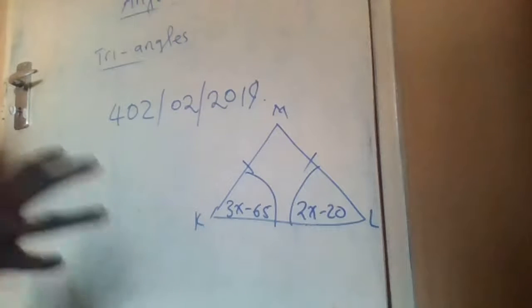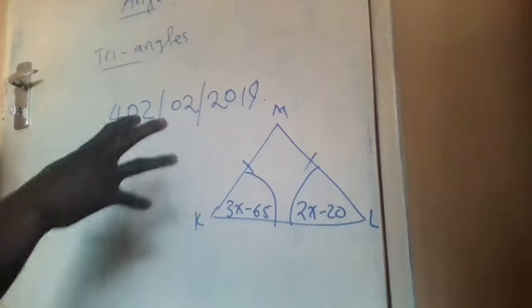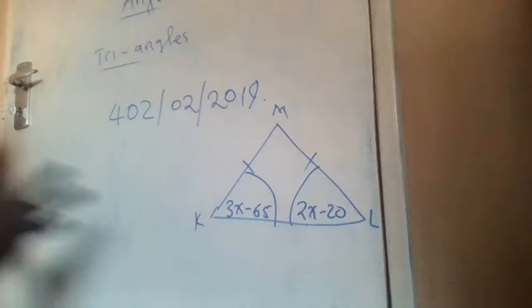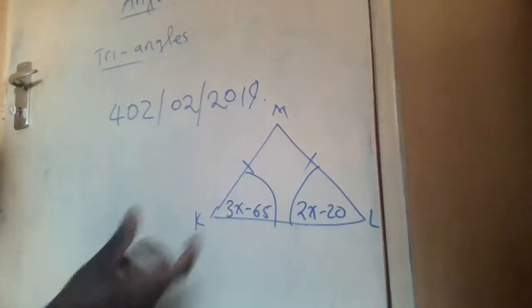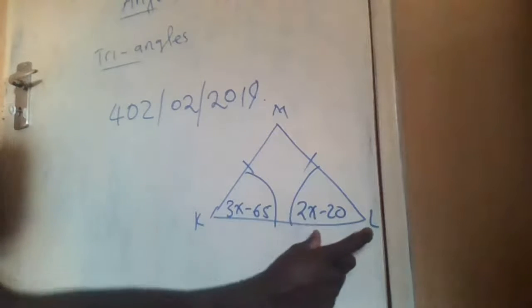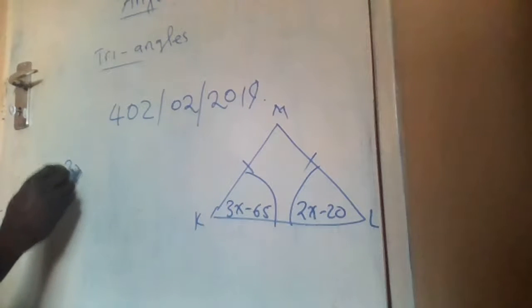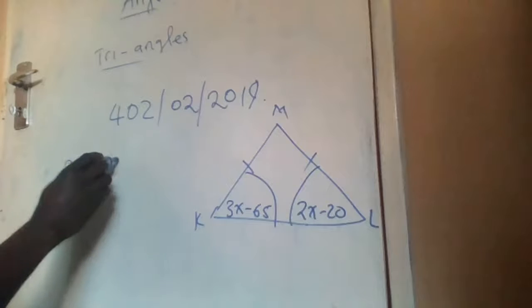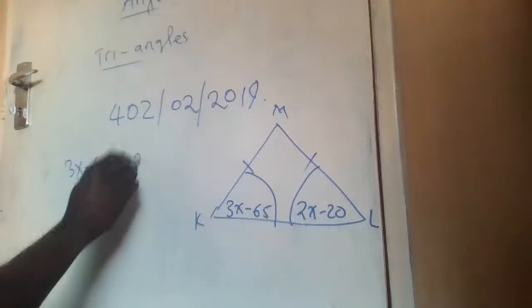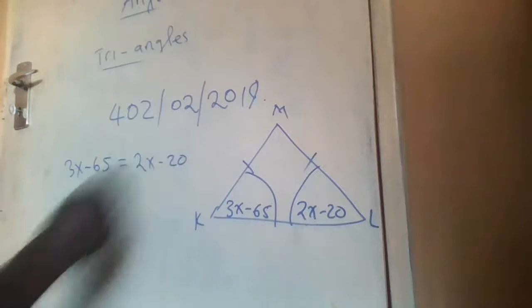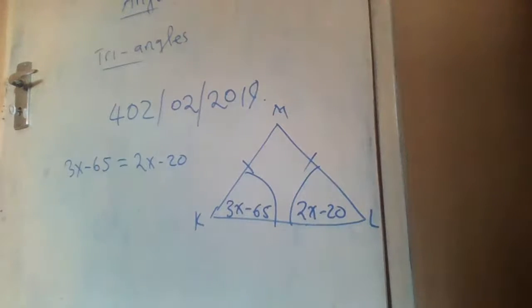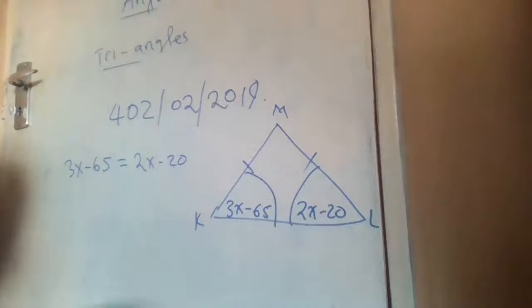Now here the approach is different. There's no need of saying the total gives us 180. All that is not important. One thing you know for sure is that this angle is equal to that angle. Now, what angle do we have here? We have 3x minus 65, which must be equal to 2x minus 20. Of course, that's the approach. We equate this angle and that angle.